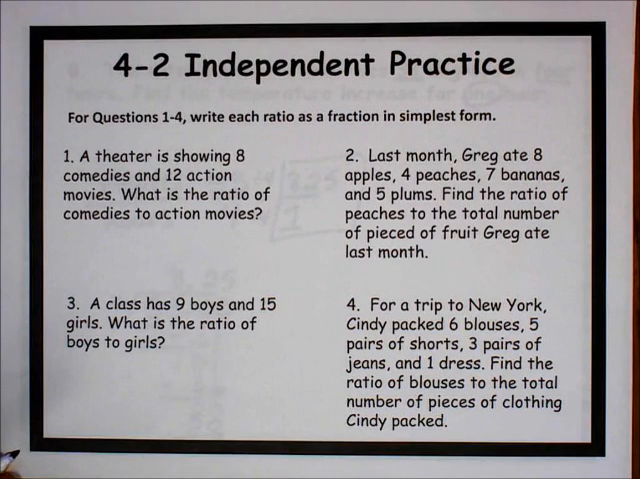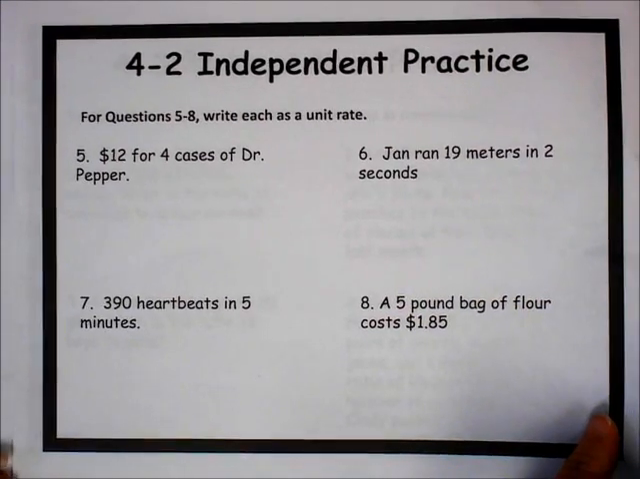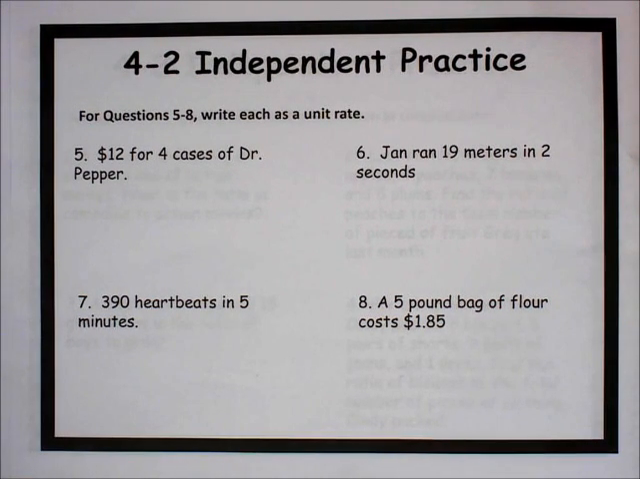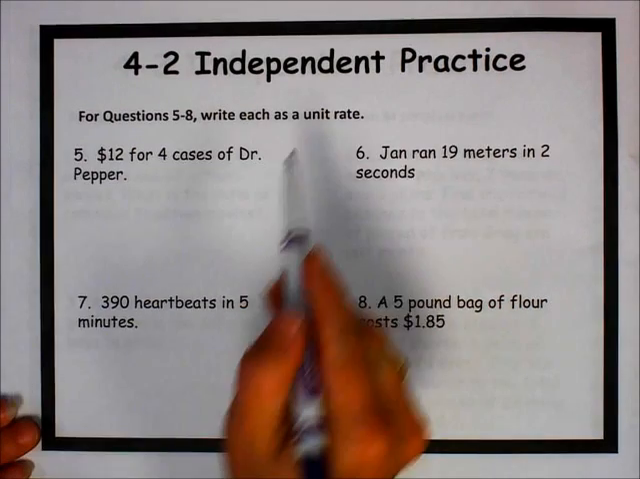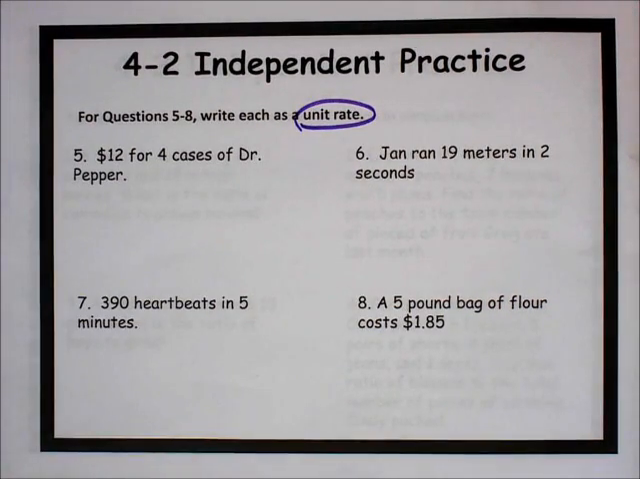You have a total of 8 problems for your independent practice. So please divide your notebook paper, your next blank page in your journal, into boxes. Hit pause and answer questions 1 through 4. When you're ready for questions 5 through 8, you may press play again. Here are questions 5 through 8. Make sure on questions 5 through 8 you are finding the unit rate.